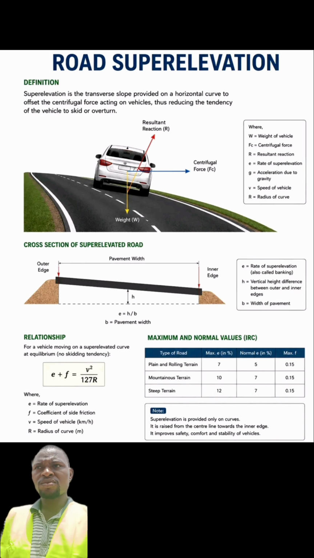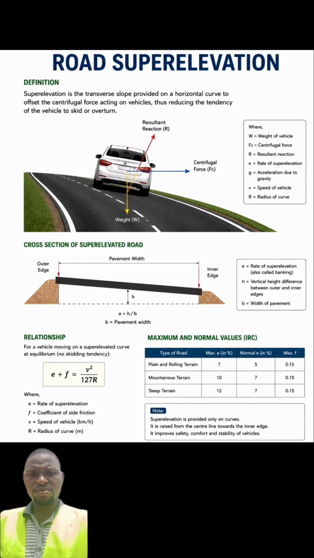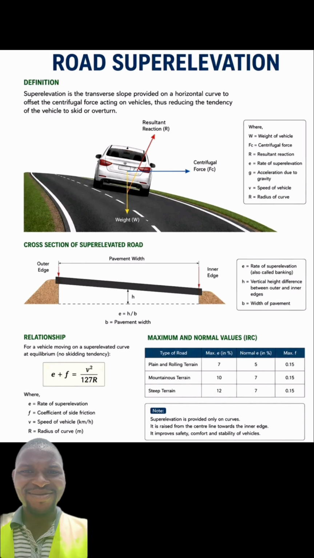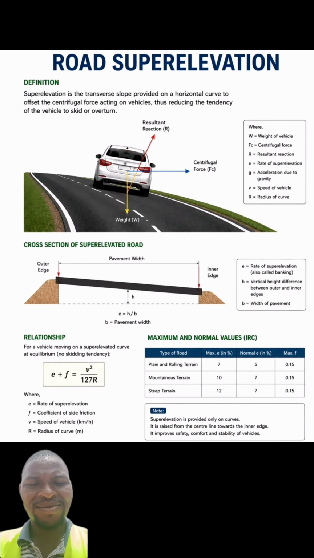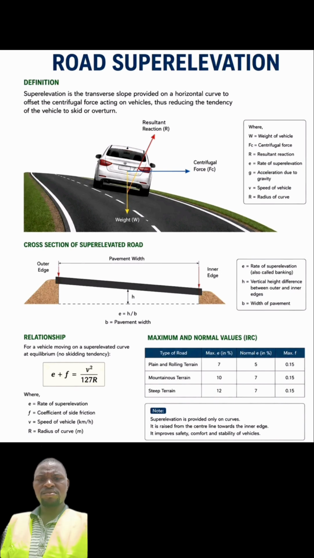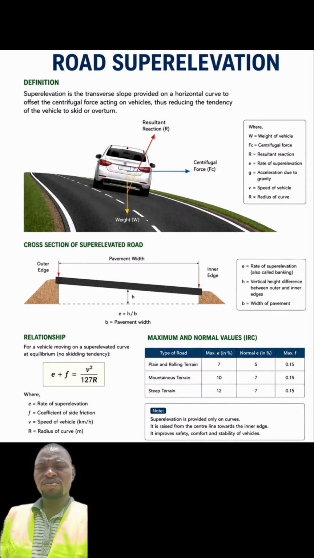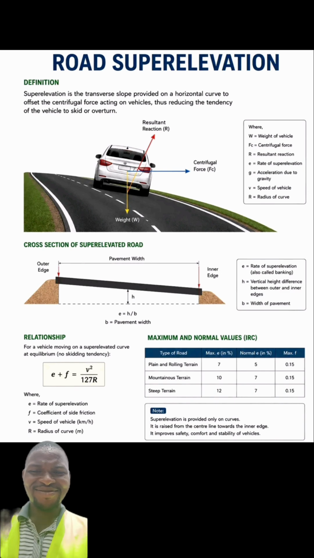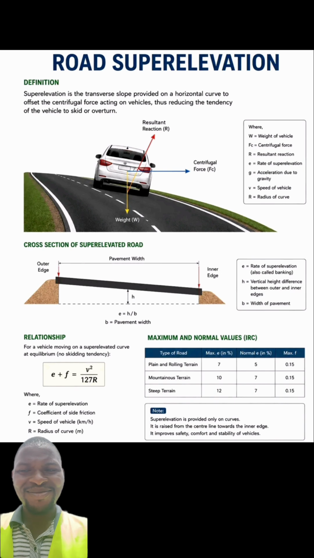So here are the things to take note of. Super elevation is provided only on curves, so it's not basically on your straight roads that you provide super elevation. Super elevation is provided mainly on curves. Then it is raised from the center line towards the inner edge. So your super elevation is also from the center line to the inner edge.